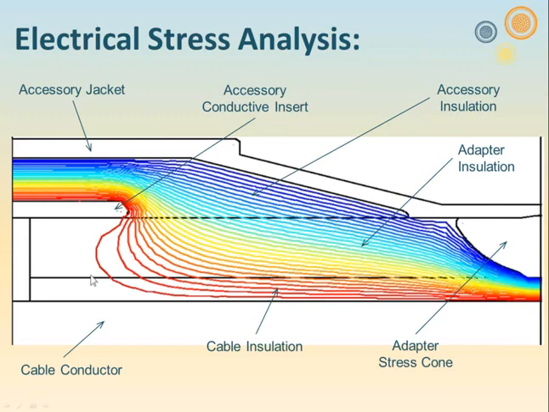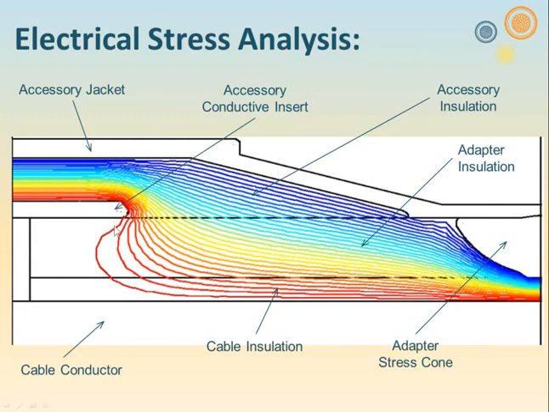And in a T-body, we have 2 interfaces. We also have this interface between the cable adapter insulation and the cable insulation. So let's say for the sake of argument that we allow a maximum of 40 volts per mil anywhere along any of these interfaces. So we run the stress plot.